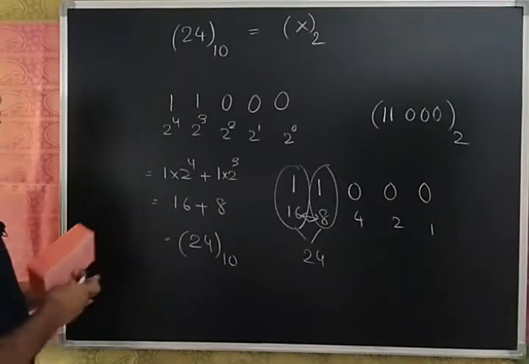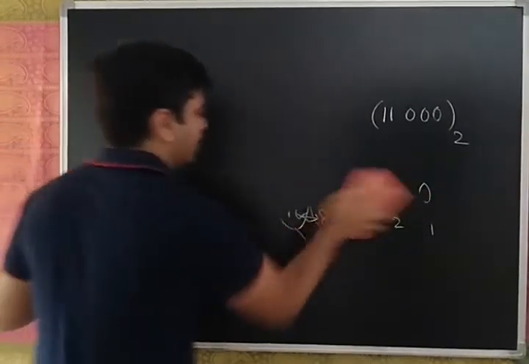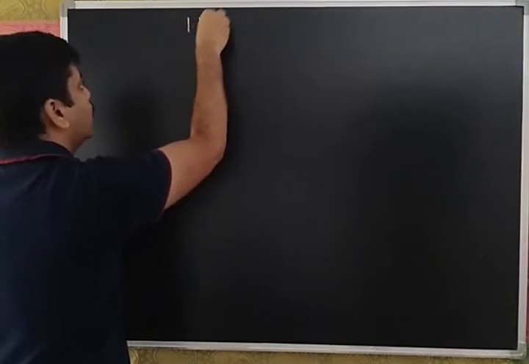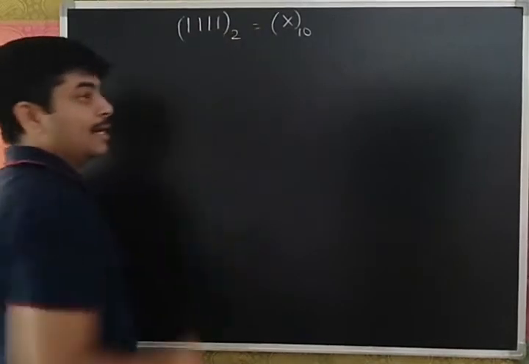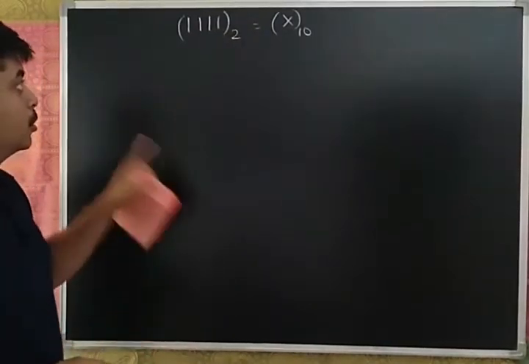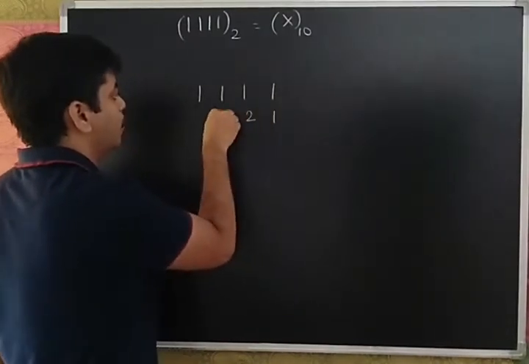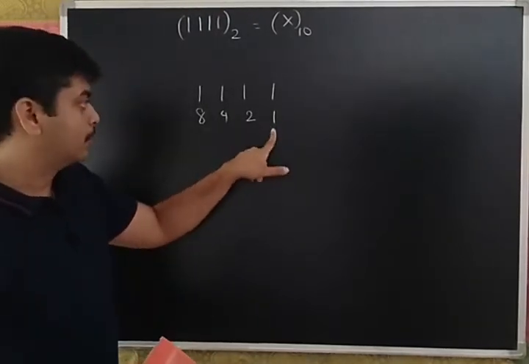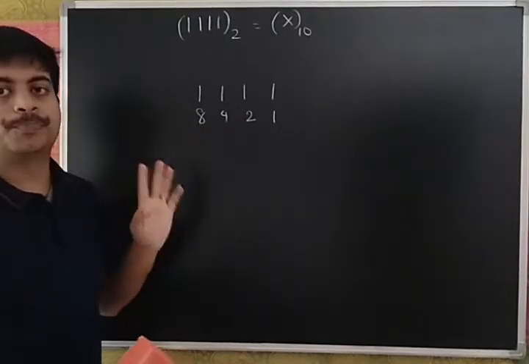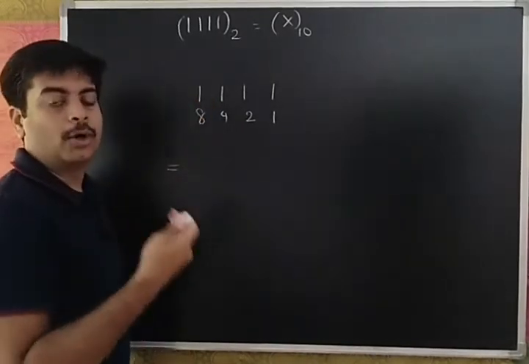Okay, we'll take one more example. Let us take 1111 in the binary system, and we want to convert this into some x, which is the equivalent decimal number. Clear? So write 1111 and start writing here 1, 2, 4, 8. What are these 1, 2, 4, 8? 2 power 0, 2 power 1, 2 square and 2 cube. Clear? And add all the numbers wherever you have 1.